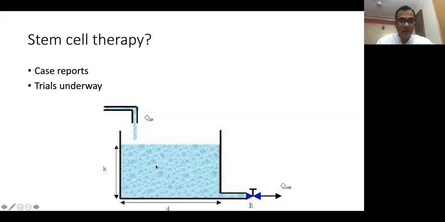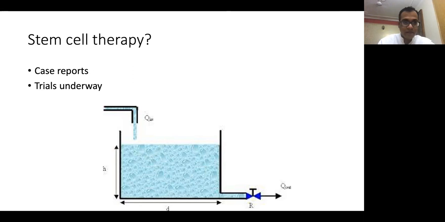So whether just adding stem cells will be helpful is one thing that some people in Japan and Australia are working on. But in addition to that, if we know the genetic mutations and can bring about a change in that as well, that will help in reducing neurodegeneration. So this is a long way to go, but there are some trials which are coming up.